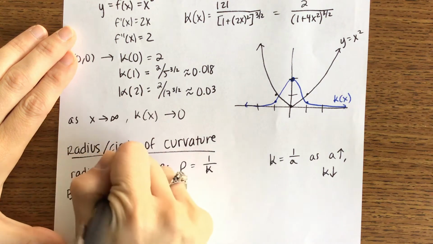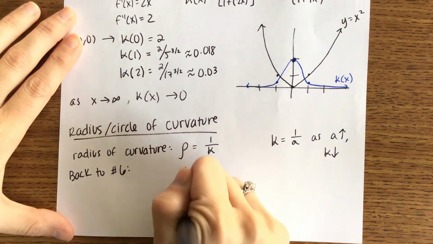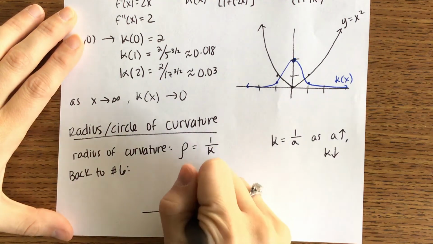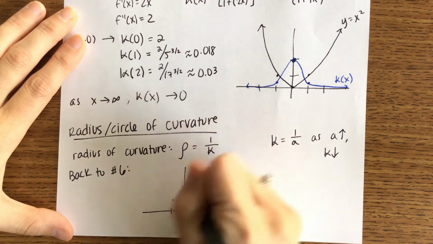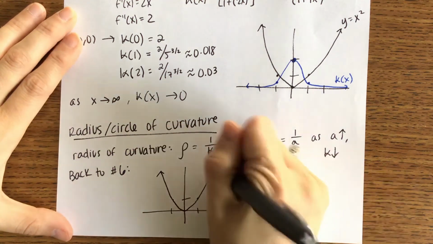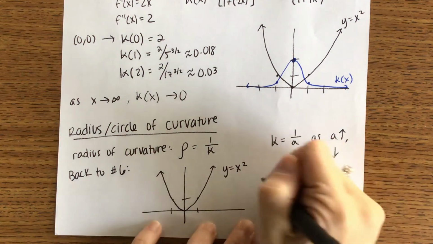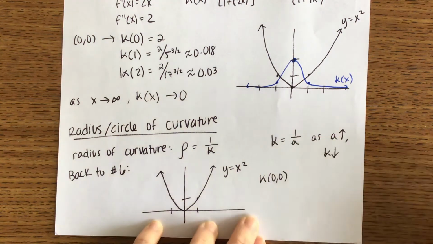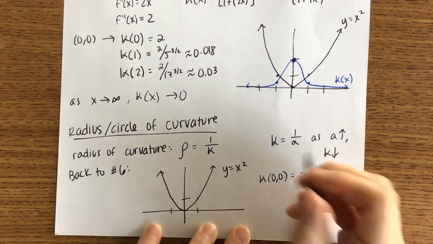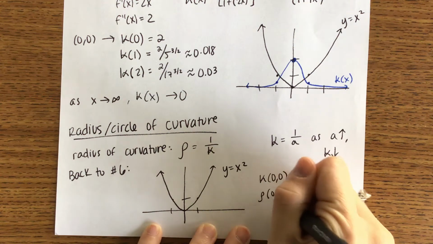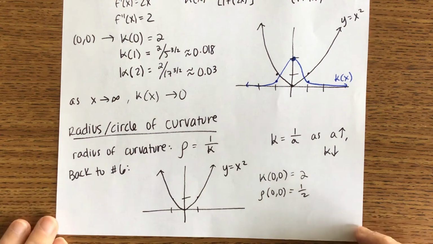Okay, so if we look at number 6 again, if we sketch the parabola out again, we're not going to sketch the curvature function, we're just going to sketch the y equals x squared. Okay, we are going to specifically focus at the point 0, 0. So we already said at the point 0, 0, the curvature was 2. That means then that the radius of curvature at that point is 1 over 2, because it's 1 divided by the curvature.